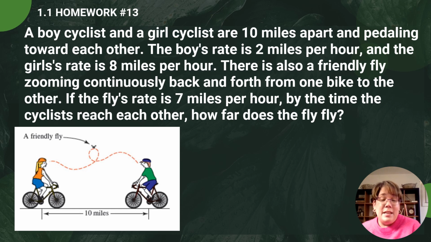Now we're going to look at number 13, one of my favorite ones. A boy cyclist and a girl cyclist are 10 miles apart and pedaling toward each other. The boy's rate is 2 miles per hour and the girl's rate is 8 miles per hour. There's also a friendly fly zooming continuously back and forth from one bike to the other. If the fly's rate is 7 miles per hour, by the time the cyclists reach each other, how far does the fly fly?